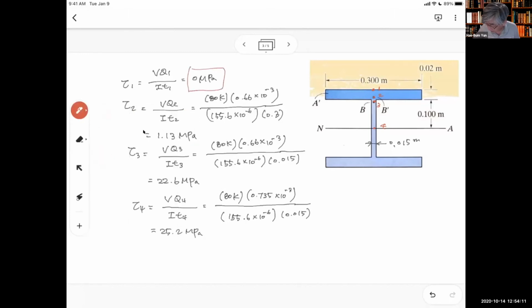So we have these 4 shear stresses. And before we solve this problem, we knew that tau 1, which is at the top, is 0, and the maximum tau is at the center, which is 4. And you can see that our guess was right.